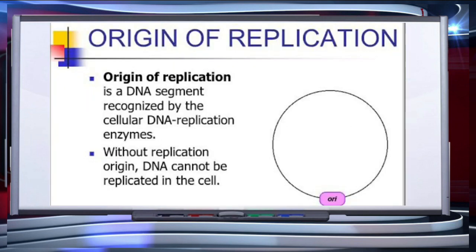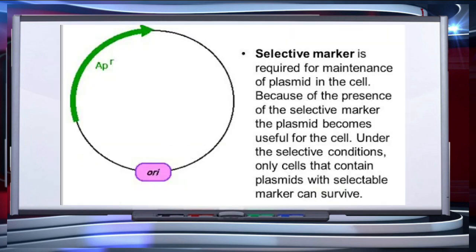Let's understand origin of replication, or ORI. It is a sequence from where replication starts. Any piece of DNA, when linked to this sequence, can be made to replicate within the host cell. The sequence is also responsible for controlling the copy number of the linked DNA. Without ORI, DNA cannot be replicated in the cell.